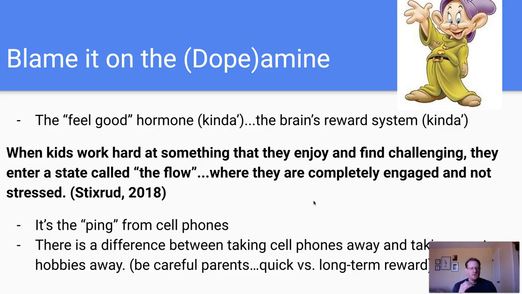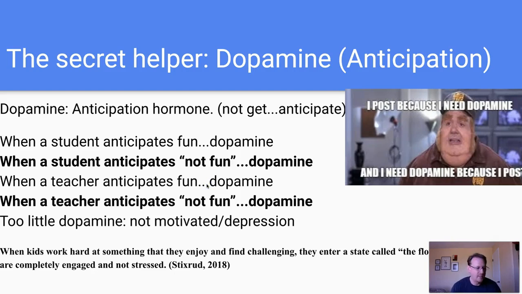So it's like when a cell phone pings, ping, ooh, I got a text, right? Dopamine. And I'll talk about this a little bit later, but if students are doing something that they enjoy and find challenging, they enter this state called flow, and they're completely engaged and not stressed at all. And that's so important for success. I'll talk about that a little bit later on, but let's talk about why dopamine is so important.